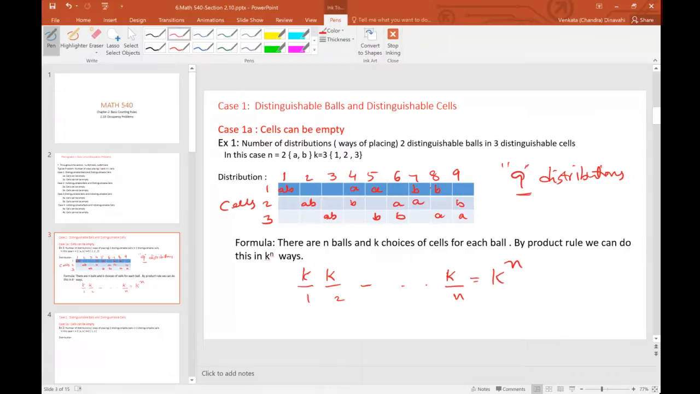So if you look into the top example, k is going to be 3 and n is going to be 2. So there are 9 different ways I can distribute. You can see for each ball there are k different choices I can put. So that is the product rule, k power n. Let us look at one more example.